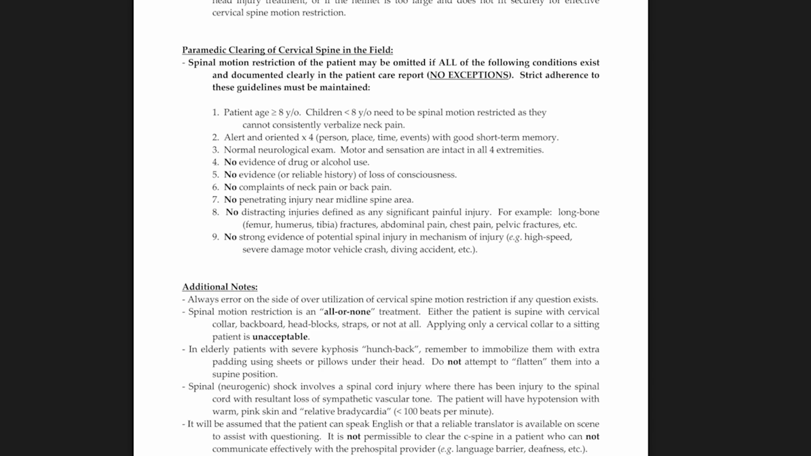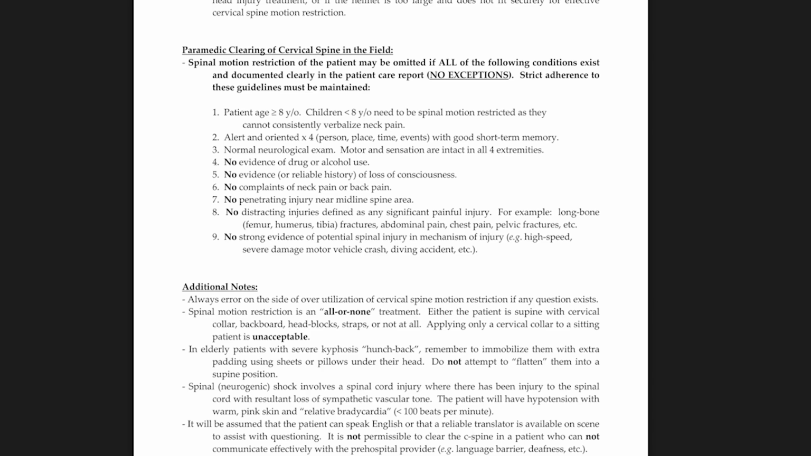Normal neurological exams, with motor and sensation intact in all 4 extremities. No evidence of drug or alcohol use. No evidence or reliable history of a loss of consciousness. No complaints of neck or back pain. No penetrating injury near the midline spine area. And no distracting injuries, defined as any significant painful injury.